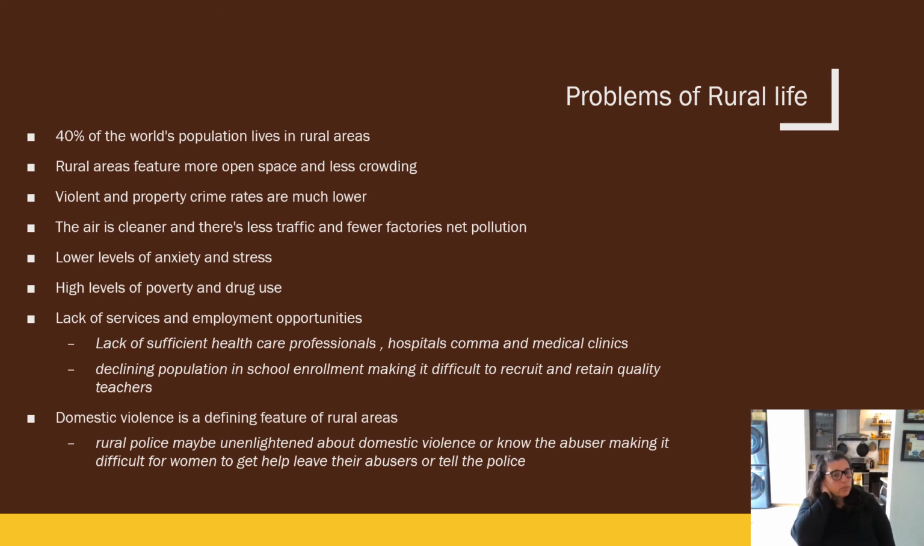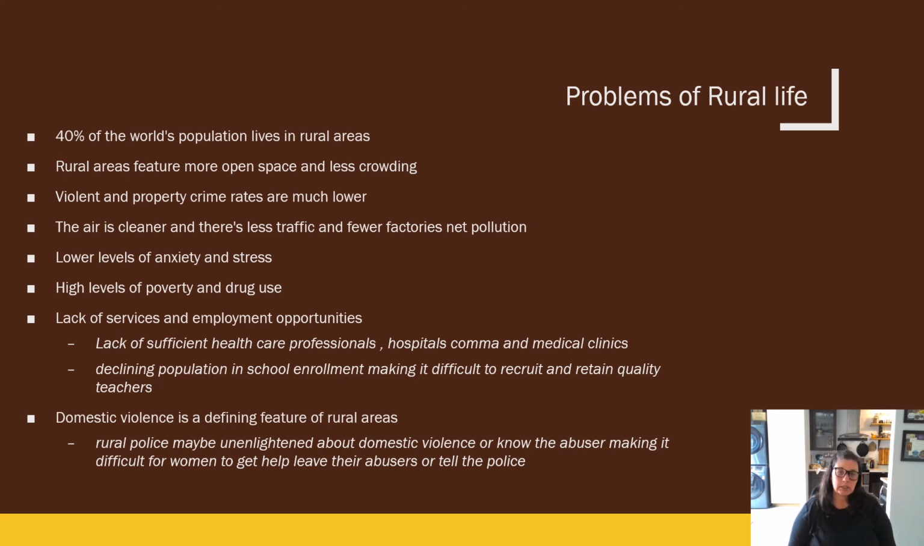So what are some of the problems that we see with rural life as opposed to urban life? Today, about 40% of our population lives in a rural area. So think less dense population, more farmlands, more open spaces, and less crowding.